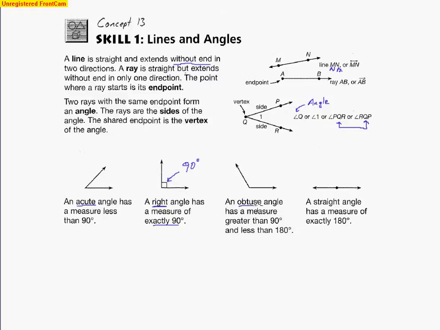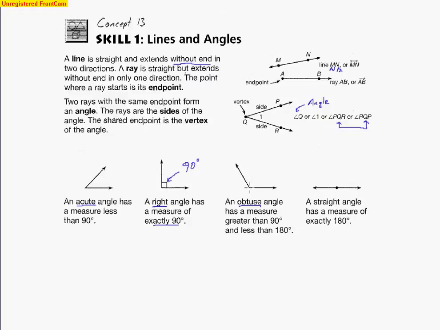Obtuse comes from a Latin-based word also, which means beaten down to the point of dull. And so that's what they have here. They signify it with this word because when we have an angle that's bigger than 90 but less than 180, that's obtuse.